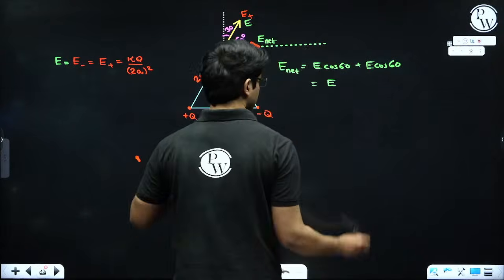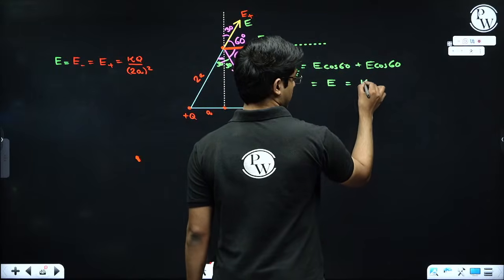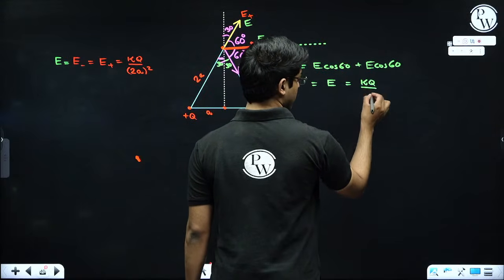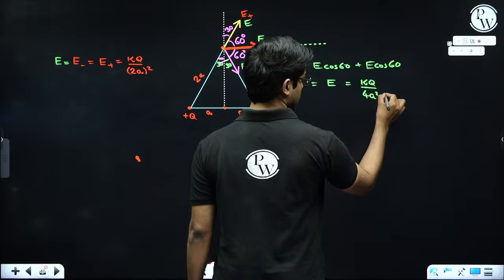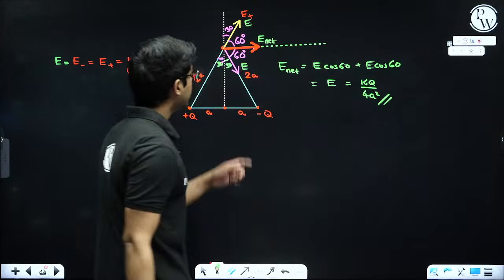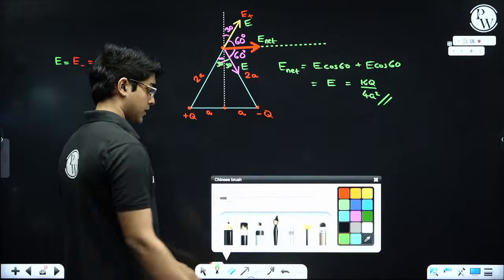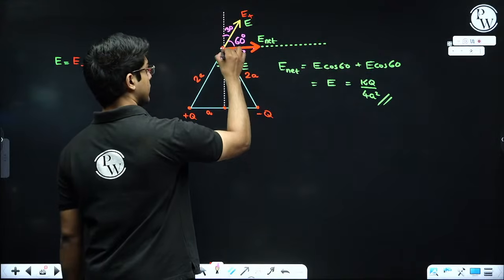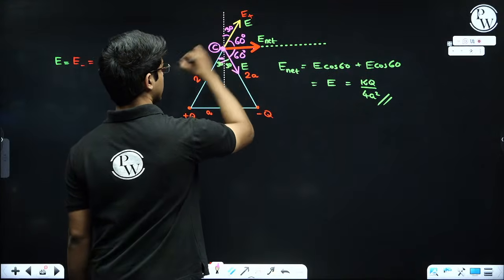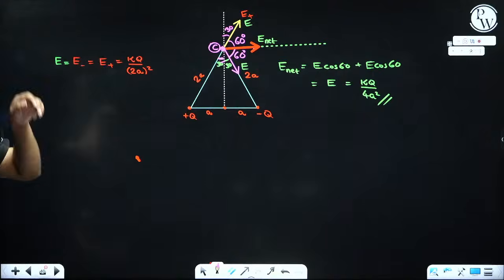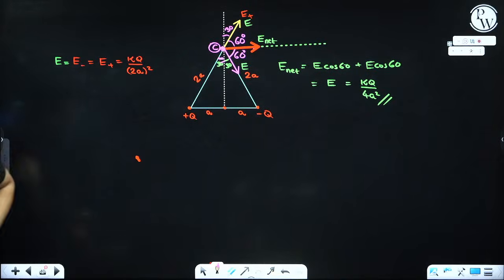So what is E? Kq divided by 2a the whole square, which is 4a square. So this will be the answer for the electric field at C. This will be the answer for the electric field at this point C. Okay. So for electric field, you just have to use vectors, okay, and carefully look at their components. All right.